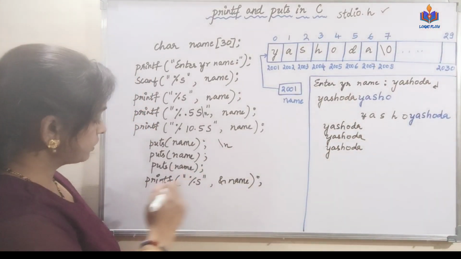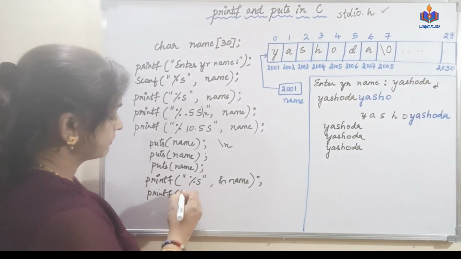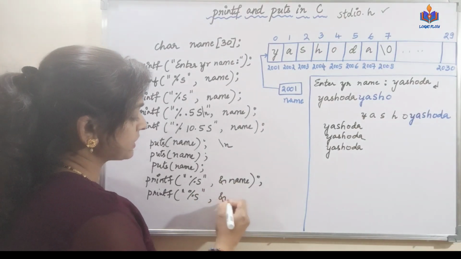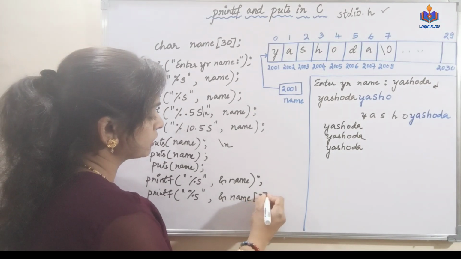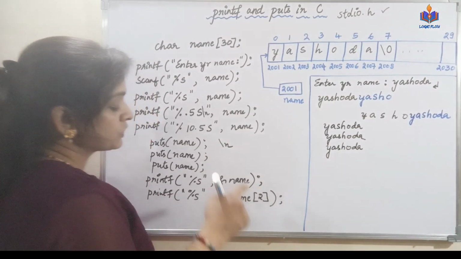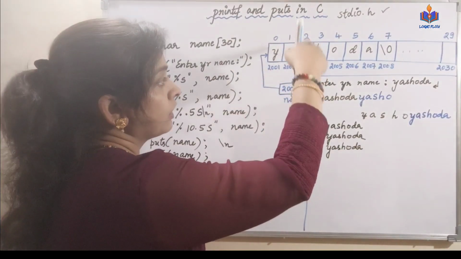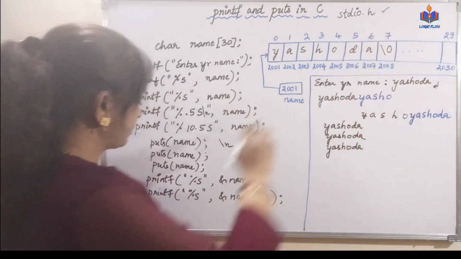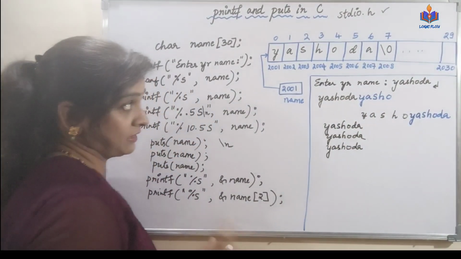Then you can also do one more thing. I'll say printf %s, ampersand of name of 2. So this indicates you start from 2. From 2 up to the null character you print. So here I have not used new line. My next output I'll get on the same line, that you should remember.